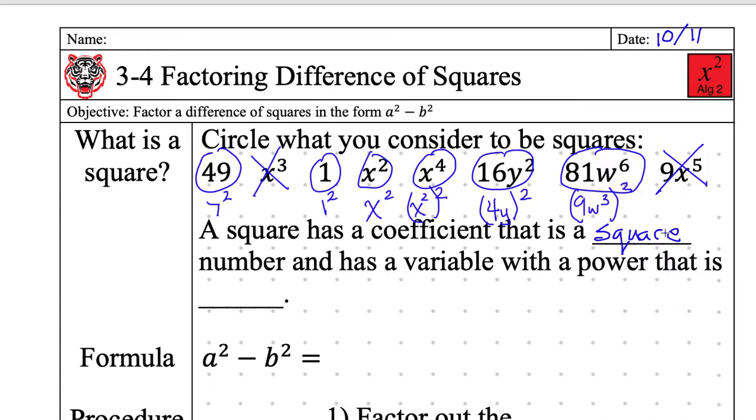You need a square coefficient and then a power that is, Loretta? What's a square number? A square number is something like 2 squared, which is 4. So possible square numbers are 1, 4, 9, 16, 25. They're up on my wall right here if you forget what square numbers are. I go all the way down to 25 squared, which is 625.